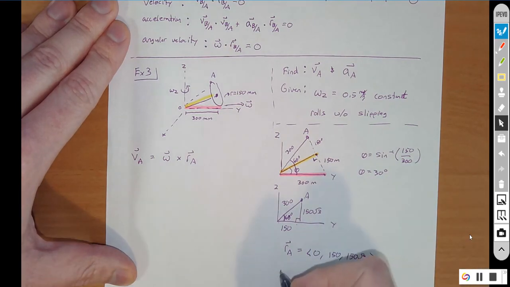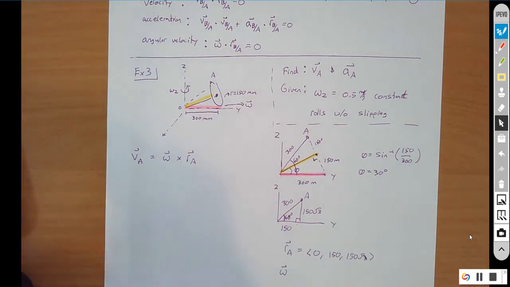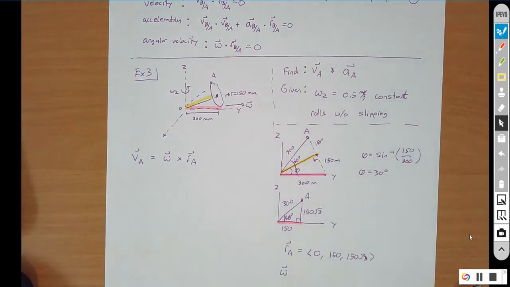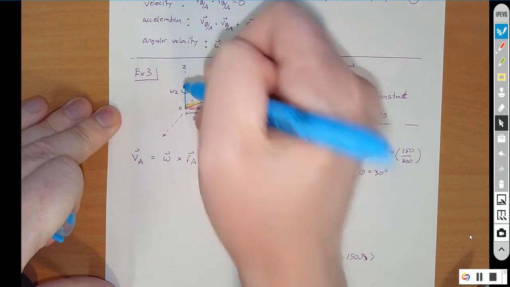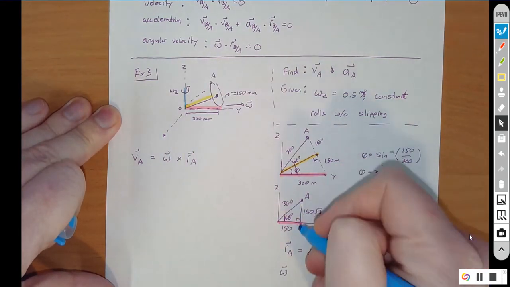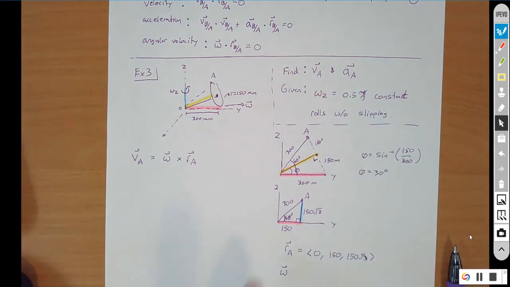And then omega. Omega is about this axis here. Z is about this axis here. This axis is actually the same as this axis. I can relate those through this 60 degrees here. Now you do have to be careful with signs. You can't just put magnitude over magnitude.